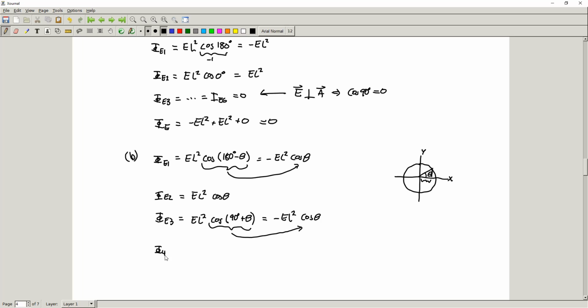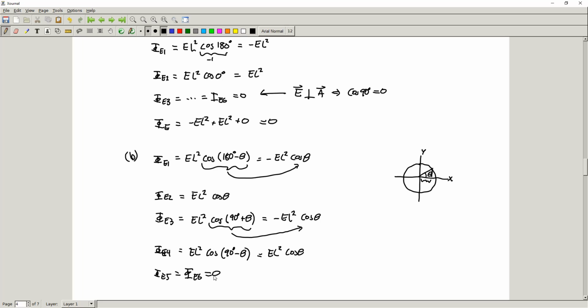And so finally we have our flux through our fourth face. If we look at that one, that's going to end up being EL squared cos 90 minus theta in this case, okay? And this will simplify down to EL squared cos theta. And again, we talked about how through face 5 and through face 6, this is going to be 0, right? Because the normal vectors are going to be perpendicular to the electric field, so we're going to get no contribution there.